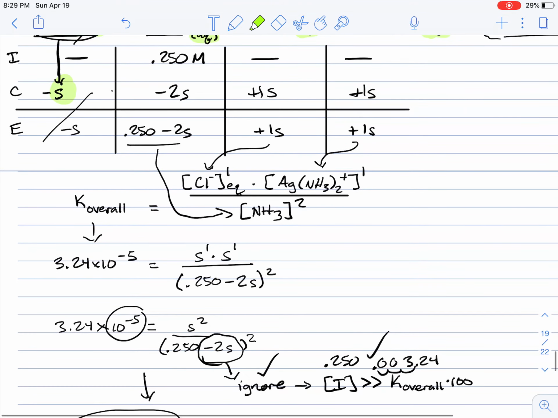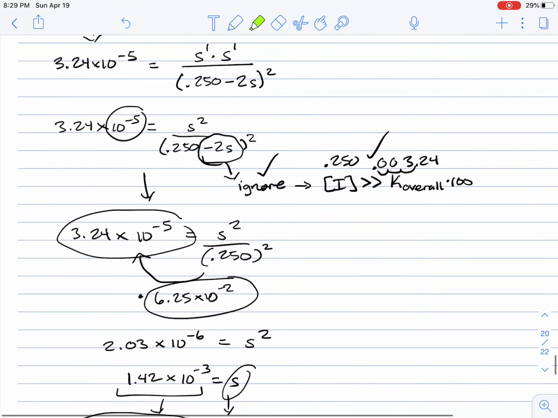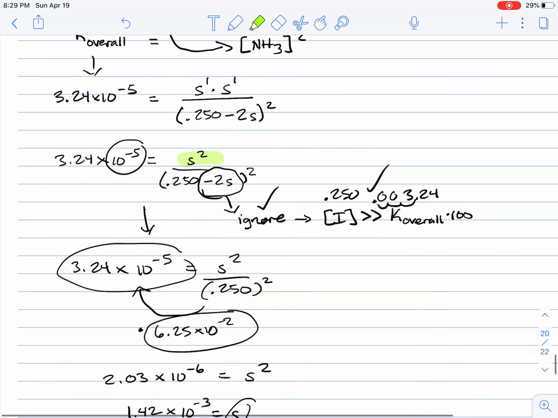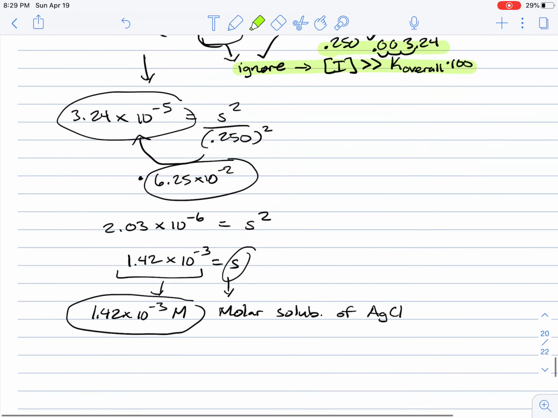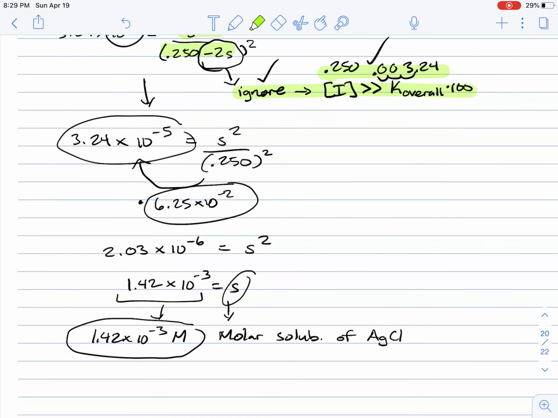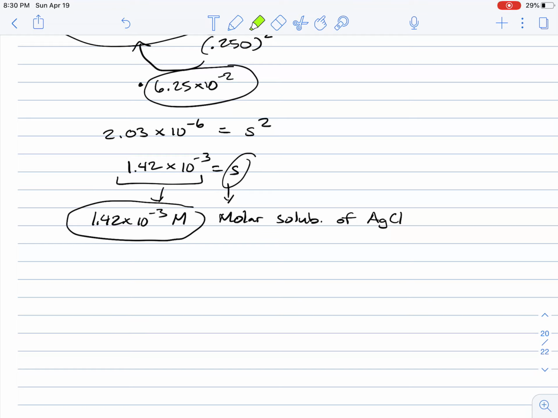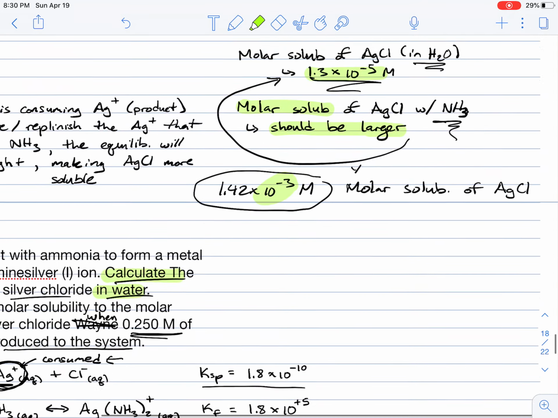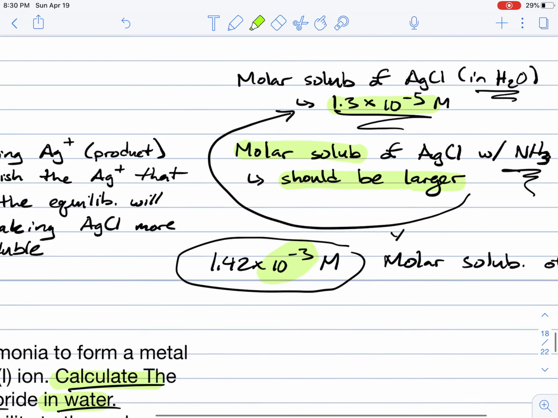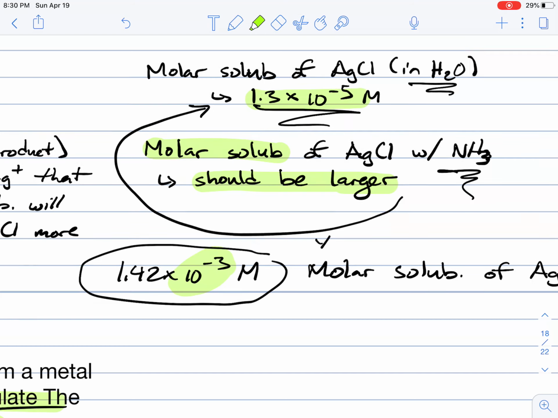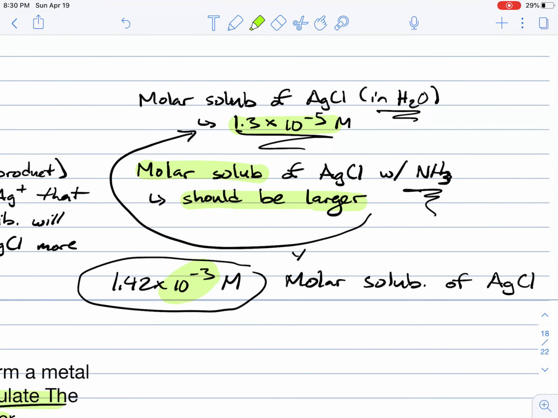And then here we just built a mass action expression, and once we have our mass action expression, we used this technique to ignore the change in the denominator. And so here in this case, once we obtain the molar solubility, we're done, right? And then finally, we compared this molar solubility to that of the molar solubility in water, which is our control. And we were able to quantitatively determine that, yeah, in the presence of ammonia, silver chloride is much more soluble by 2 orders of magnitude.